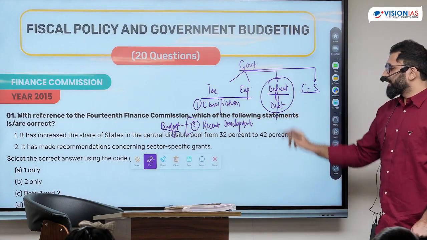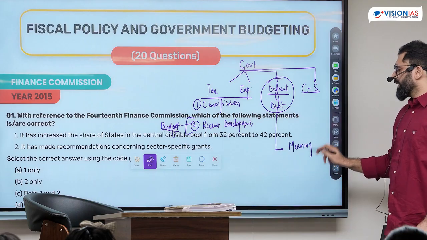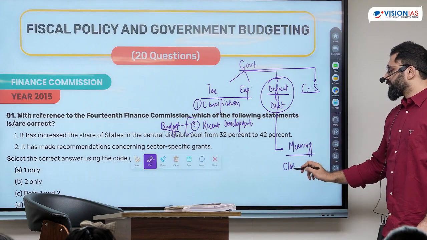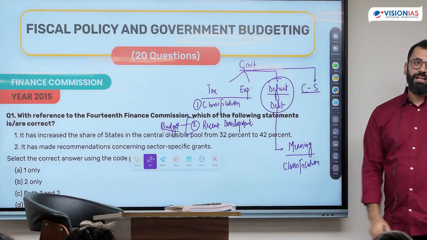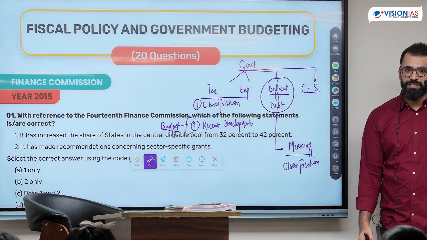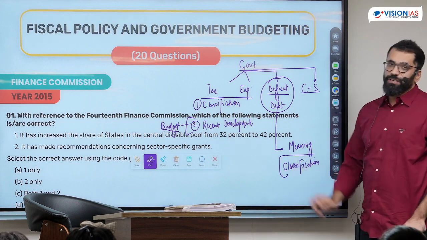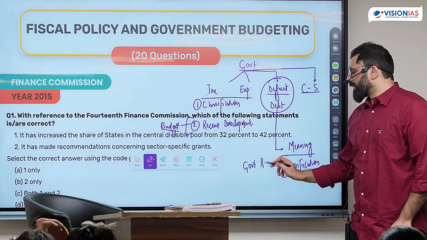Deficit and debt, what exactly do they ask here? They ask the meaning of various deficits. Then they can ask the classification of debt of the country. From where the money has been taken, internal sources; what money has been taken, external sources; what the classification is. And for preparation of classification of debt, every year there's a government report on classification of debt.